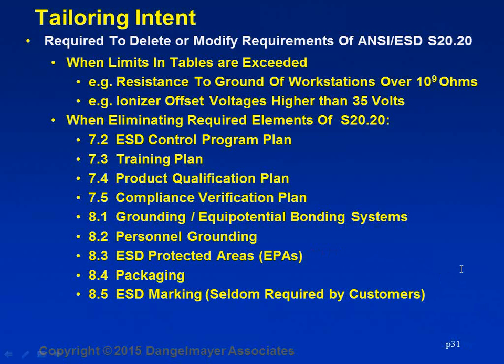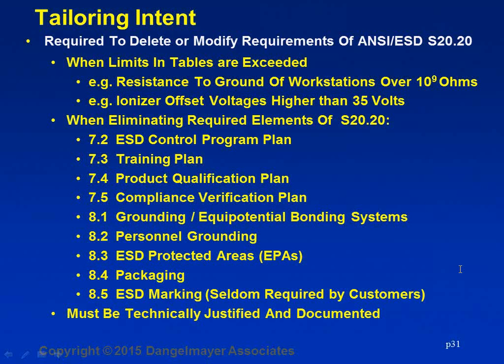There are a list of required elements in 2020. If any of those are eliminated for some reason, then that would require a tailoring statement. But it must be technically justified and documented. An example of that would be in the 2020, it states that workers that are seated shall be grounded with a wrist strap. And if they're standing, they can either use a wrist strap or a footwear flooring system for personnel grounding.